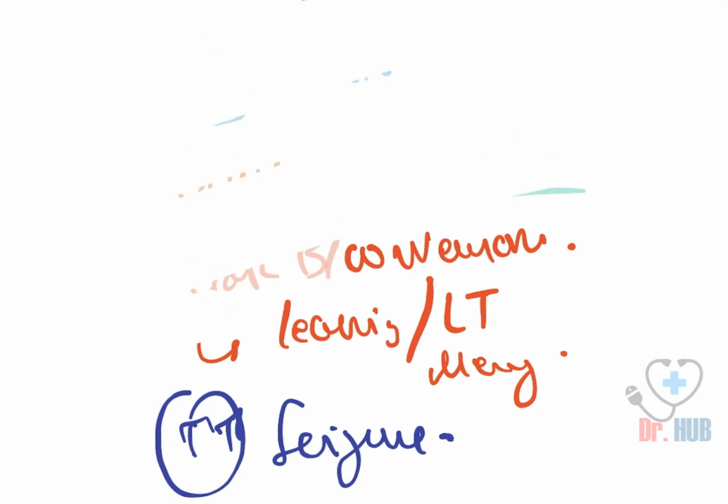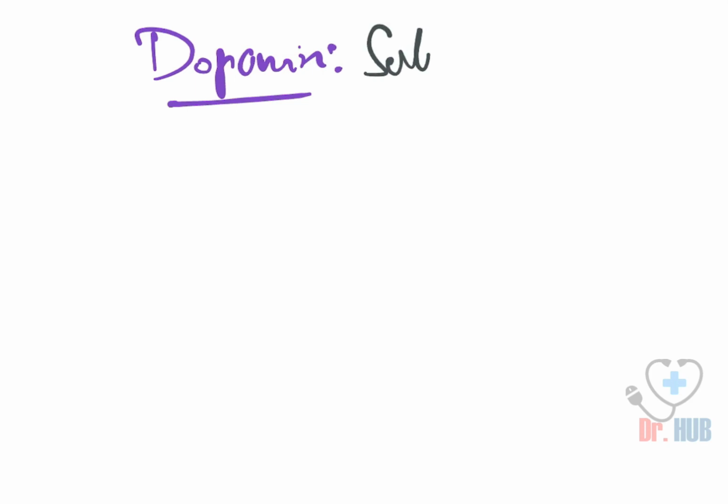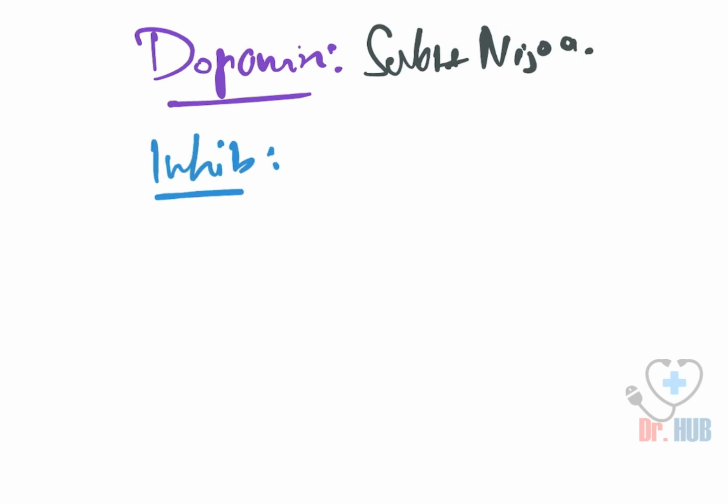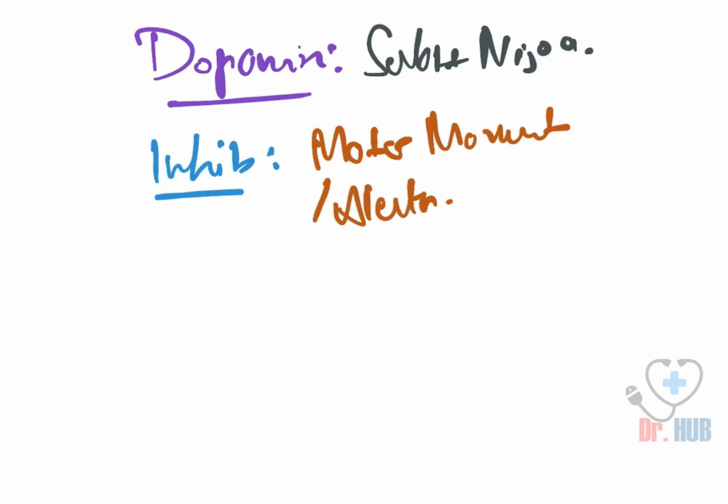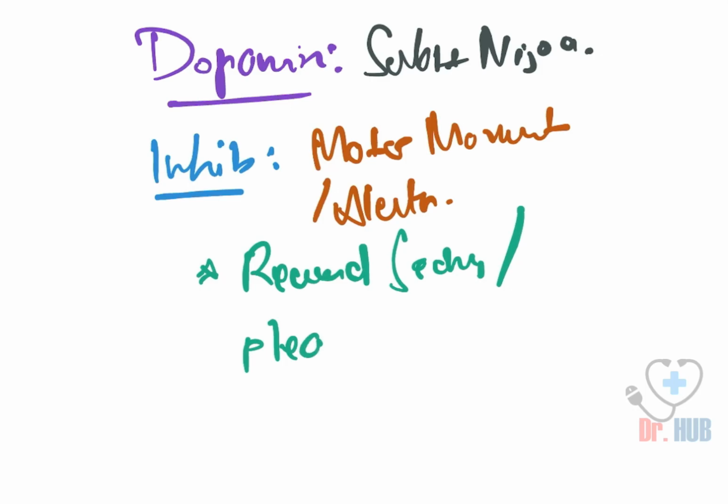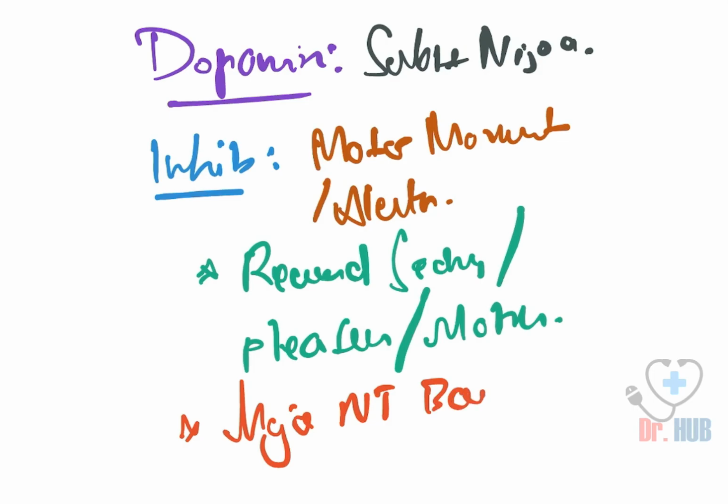Now we are going to find out the answers to our questions. The first question we asked was about dopamine. The source is the substantia nigra, and the function is inhibitory. It is involved in motor movement as well as alertness, reward seeking, pleasure and motivation. It is a major neurotransmitter in the basal ganglia.